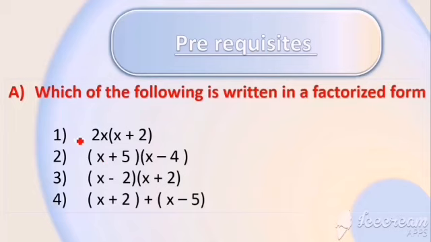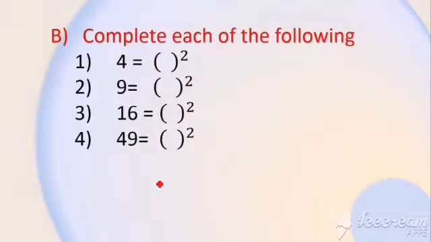Example number 1 is written in factorized form because we have a product of monomial and parentheses. Example 2 and 3 are written in factorized form because they are product of two parentheses. Very good. But what about the last example? Example number 4 is not written in factorized form because we have a plus between the two parentheses. That's very good.